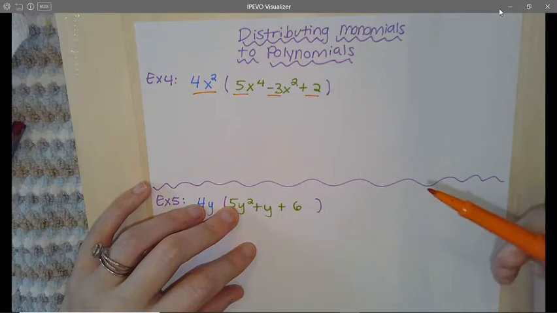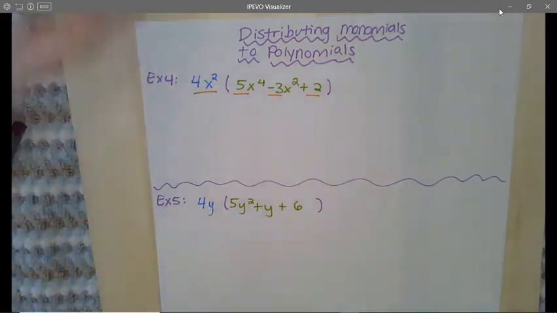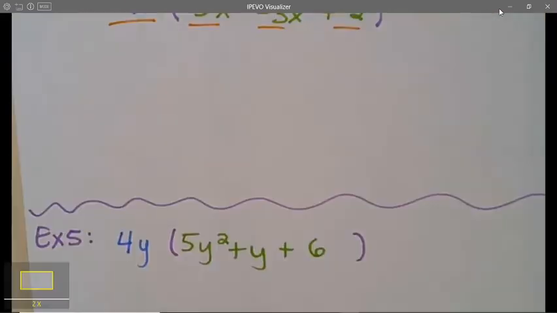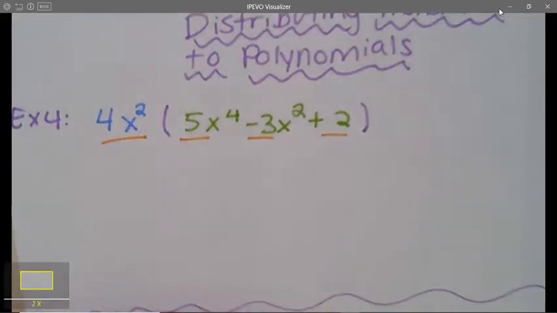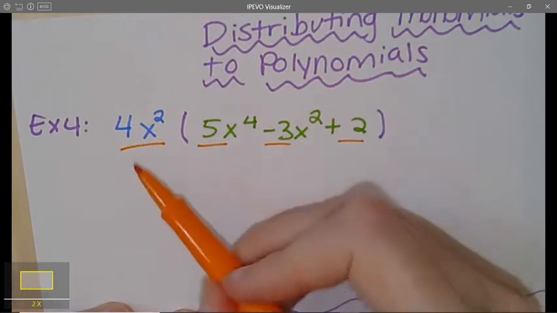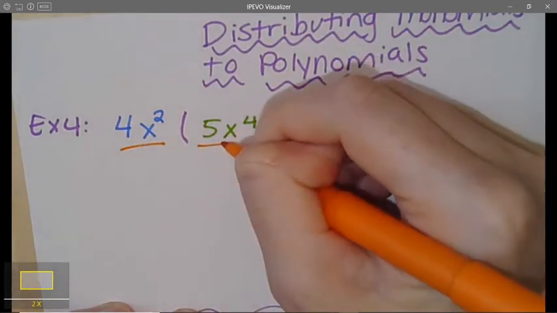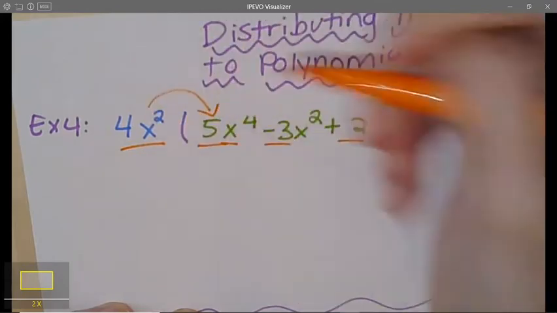So just be careful. There's a lot of tricky steps and a lot of things that you can get mixed up. So just be careful when you're multiplying two polynomials together. Okay, well let's get going. Okay, so I'm going to start with the 4x squared and multiply it to the 5x to the 4th. Okay, so I'm going to start by multiplying these two together.